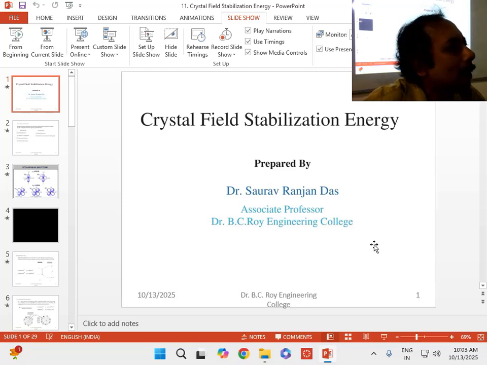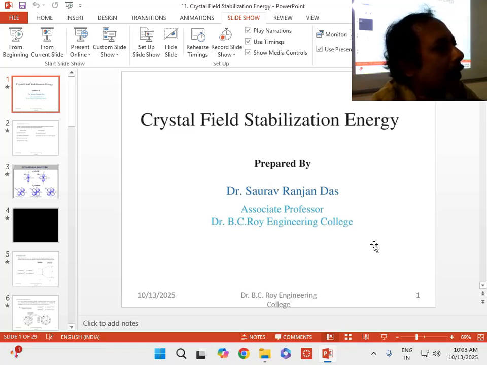Complexes, if you analyze, will have different structures: tetrahedral, octahedral, square planar. But the most common will be tetrahedral and octahedral, and some square planar also. These three types. Others are also there, but not very common, not so popular. Most of the time we get these.